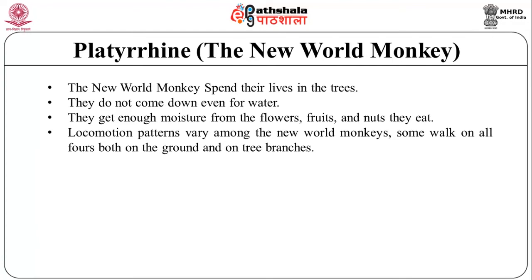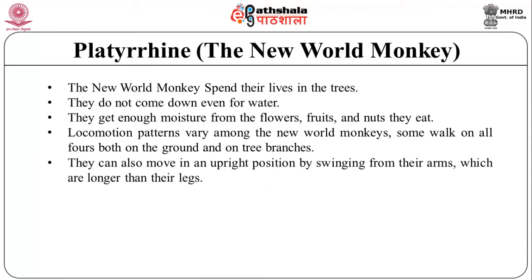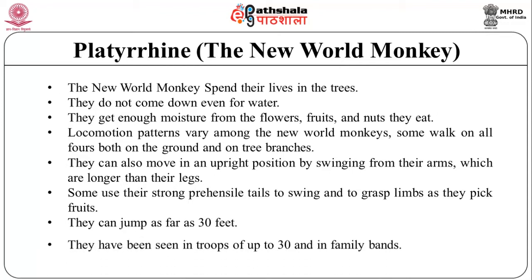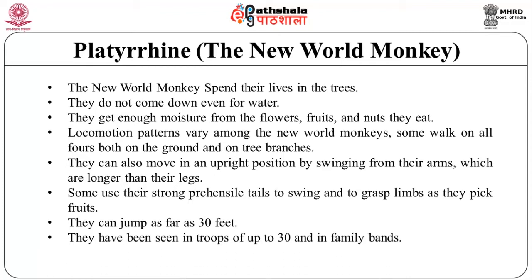Locomotion patterns vary among the New World monkeys. Some walk on all 4 limbs on the ground and on tree branches. Others can also move in an upright position. They do so by swinging from their arms, which are longer than their legs. Some use their strong prehensile tails to swing and to grab limbs as they pick fruits. They can jump as far as 30 feet. They have been seen in groups of up to 30 and in family bands.